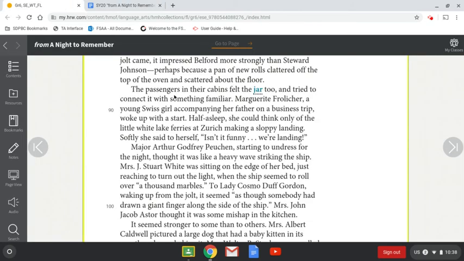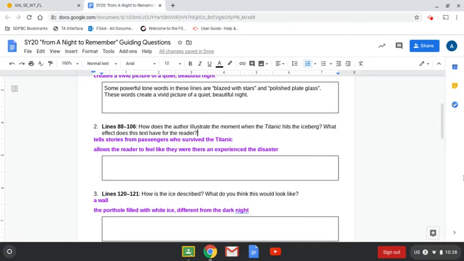Well, they're telling us about different passengers here. We have Marguerite Frolicker. She was the young Swiss girl accompanying her father. We have Major Arthur Godfrey. So they're giving us Mrs. Stewart. All of these people, what they thought, as if somebody had drawn a giant finger, 1,000 marbles. So it was what they thought happened the moment that they hit the Titanic. So what did I write? Tell stories from passengers who survived the Titanic.